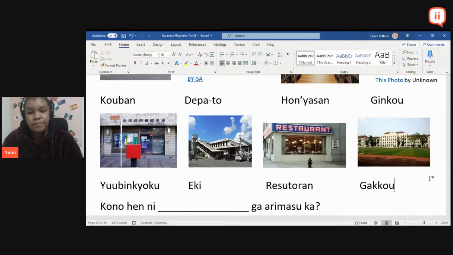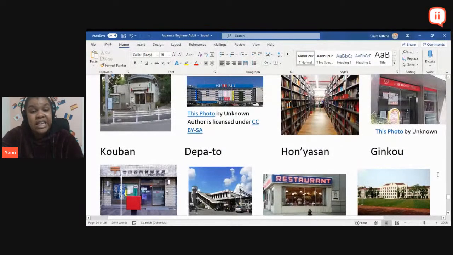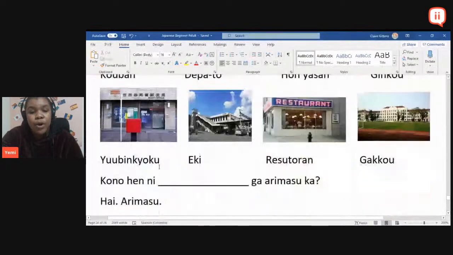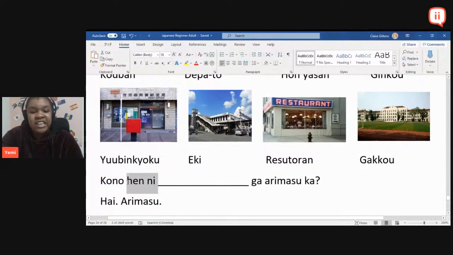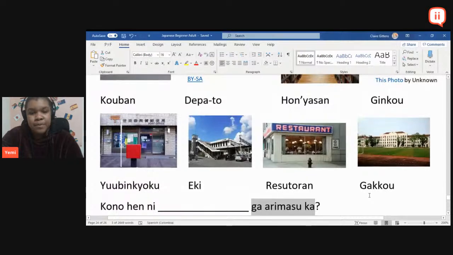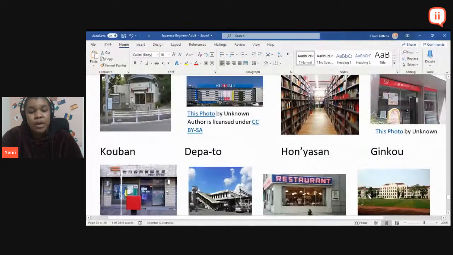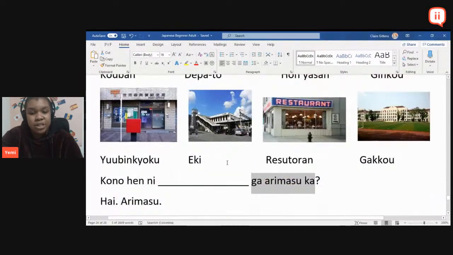Gakko. Okay, so now we're going to try asking about things in the neighborhood, okay? Kono hen, okay, in this area. Kono hen ni, in this area. Ga arimasu ka, is there, are there. Ga arimasu ka, okay? So, let's try this conversation, putting different words in this, okay?